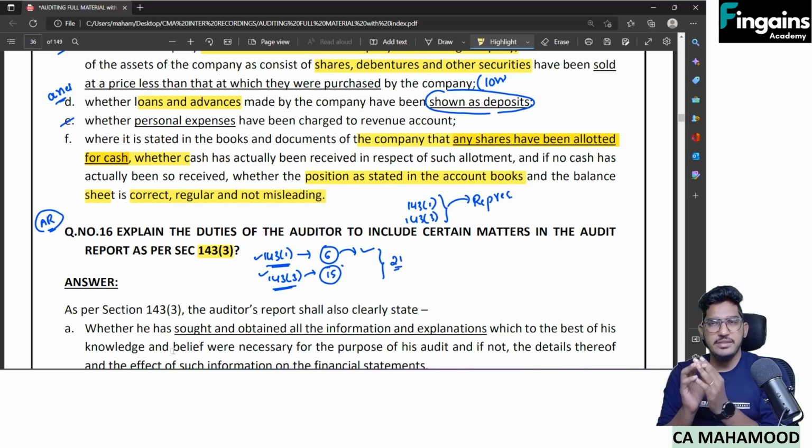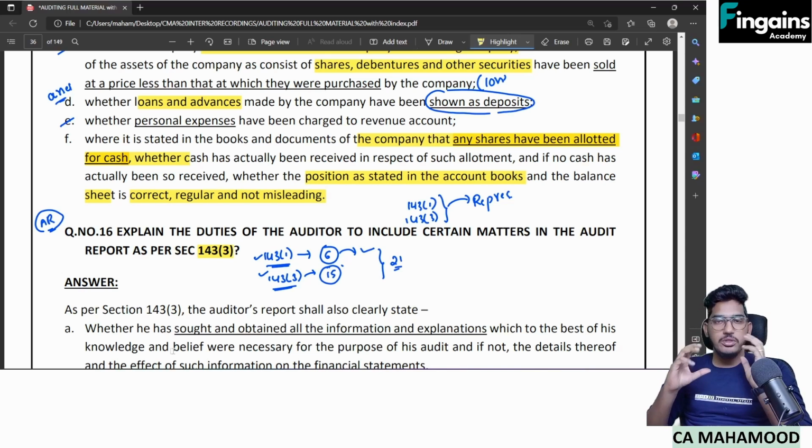Very simple point, guys. The sentence might look lengthy, but the concept is very simple. First, find out whether your client has issued any shares for cash. If yes, verify whether all cash has been received by the company or not. If all the cash is received by the company, well and good, no issue. Yes, the company has received all the cash, perfectly fine. In case the cash is not received, then you need to verify whether the position stated in the books of accounts is correct and not misleading when cash is not received.